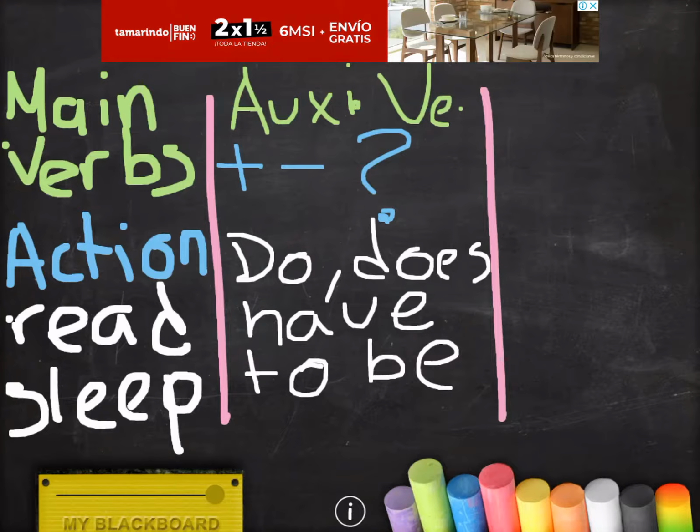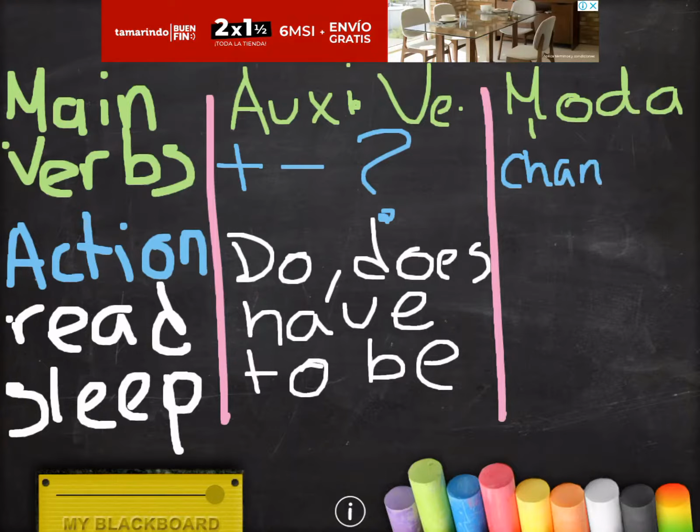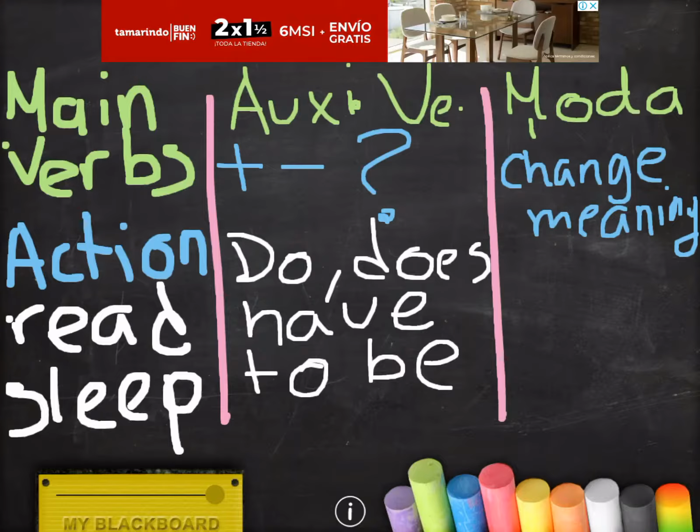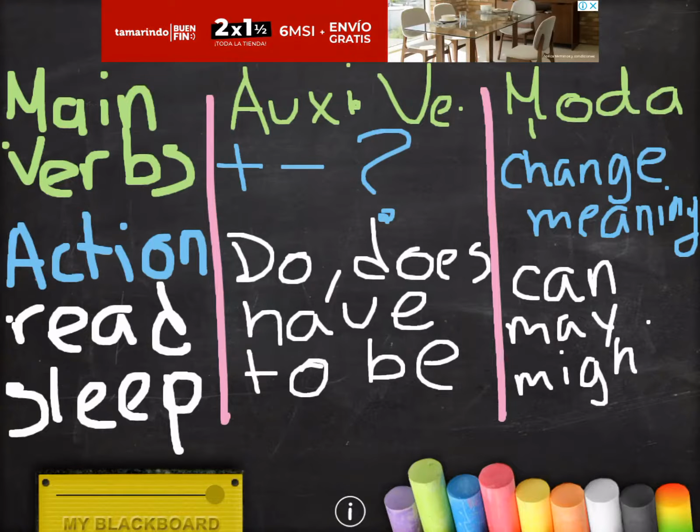But we have a third kind of verbs, the modal verbs. The modal verbs change the meaning of the following verb. Maybe they have no meaning per se, but they change the meaning of what follows. Some of them are can, may, might, should, etc. We are going to check some of them.